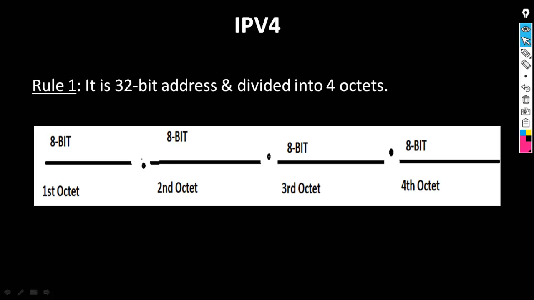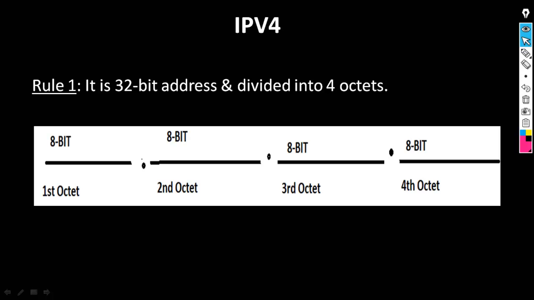And rule number 1 states that it is a 32-bit address which is divided into 4 octets and each octet carries 8 bits. For example, let's say it is a 32-bit address which is divided into 4 octets, and this is divided by 3 dots as you can see here. Every octet has 8 bits and we have 4 octets here.